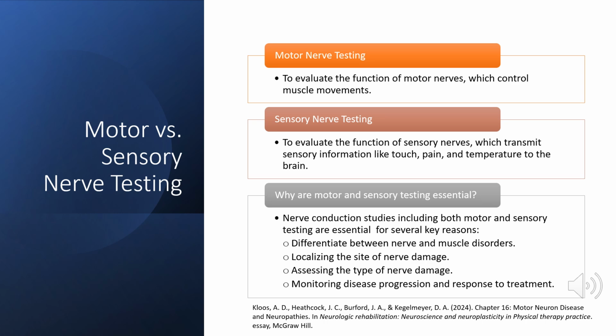So imagine you're typing on a keyboard. Your motor nerve controls the movement of your fingers, while your sensory nerves let you feel the keys. If you have a problem with motor nerves, you might find it difficult to press keys down properly. If it's a sensory nerve issue, you might not feel the keys under your finger, even though you can still type. Testing both of the nerves helps identify whether the issue is more likely to be a muscle problem or a nerve problem, and it localizes the exact site of the nerve damage.